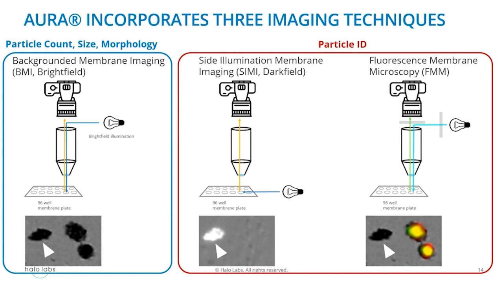SIMI captures particles that are rigid and have some sort of height, so they protrude out of plane. Typically, this is the case with foreign contaminants such as plastics, glass, and fibers. However, if you are looking to ID the biological particles that are in your sample, for that we have FMM, where we incorporate stains or fluorophores to probe for your biological particles of interest.